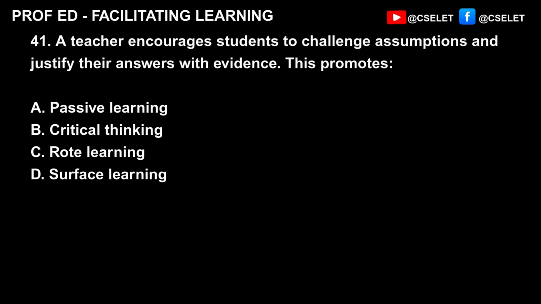A teacher encourages students to challenge assumptions and justify their answers with evidence. This promotes A. Passive learning, B. Critical thinking, C. Rote learning, D. Surface learning.